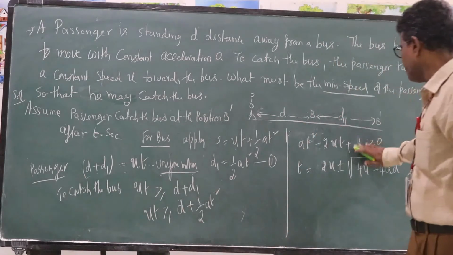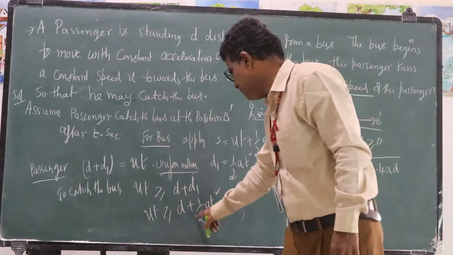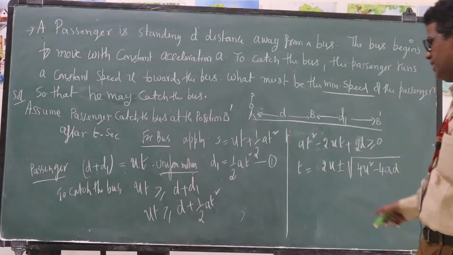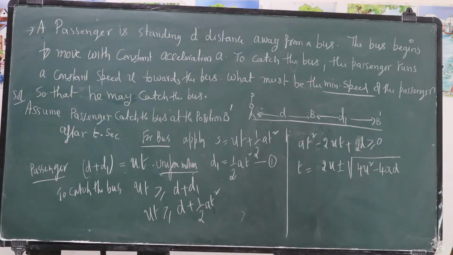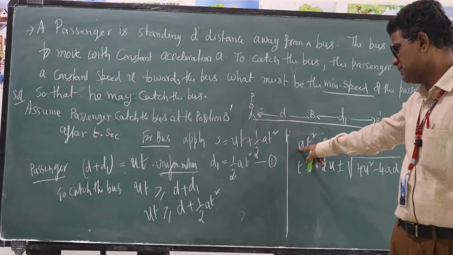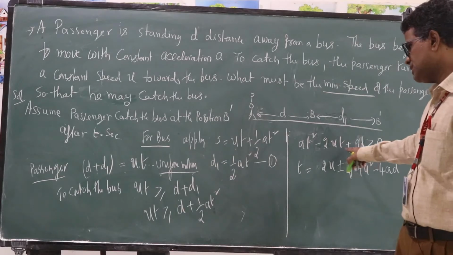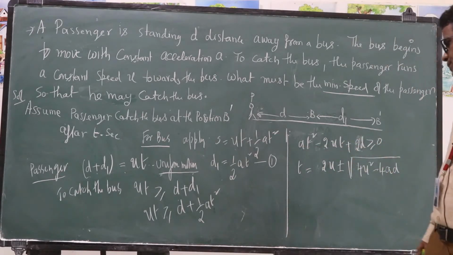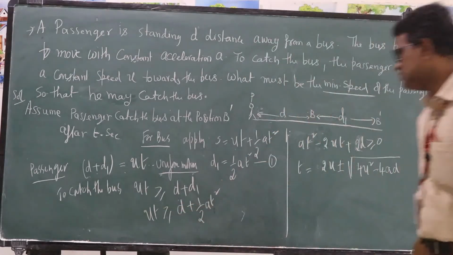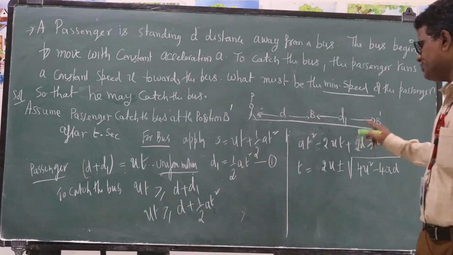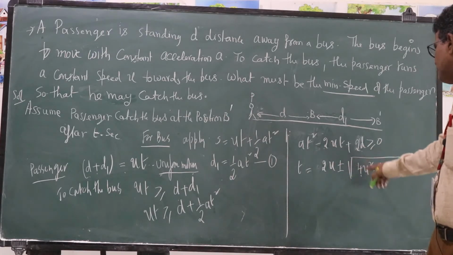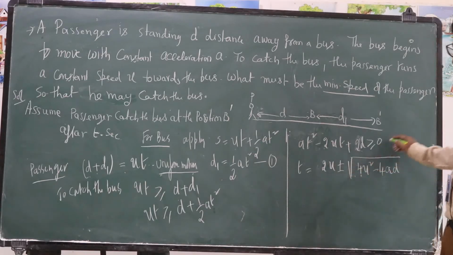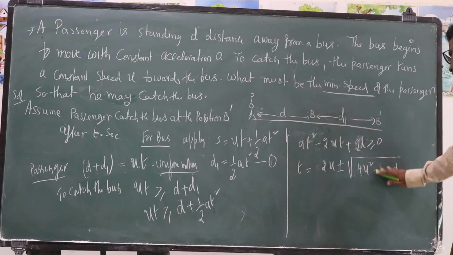So b square minus 4ac is 4u square minus 8ad, and t equals 2u plus or minus the square root of that, divided by 2a.